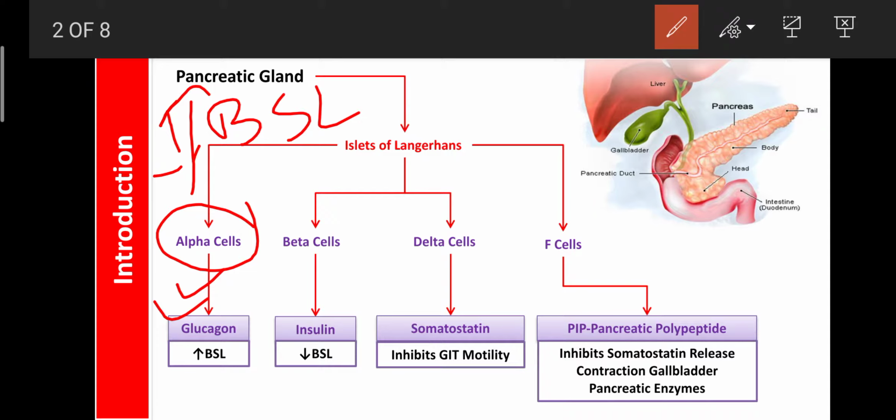This glucagon mainly acts on the liver, where it enhances the breakdown of glycogen into glucose. Glycogen is the excess store of glucose in our body, which can be stored in the liver. So when our blood sugar level is less than normal, glucagon is released and acts on the liver, enhancing the breakdown of glycogen into glucose. Like that, glucagon is involved in the regulation of the blood sugar level.